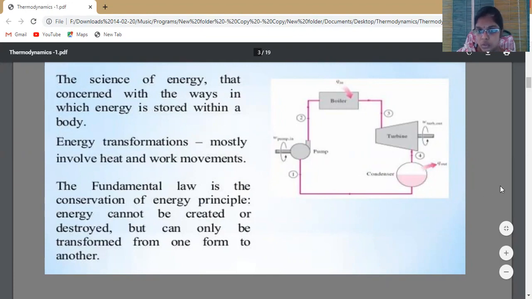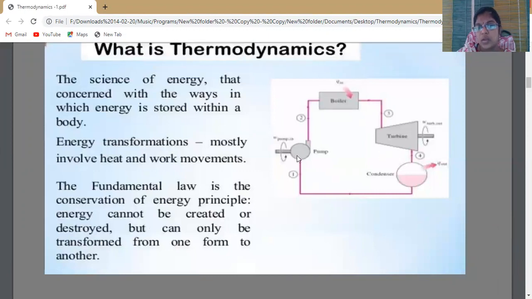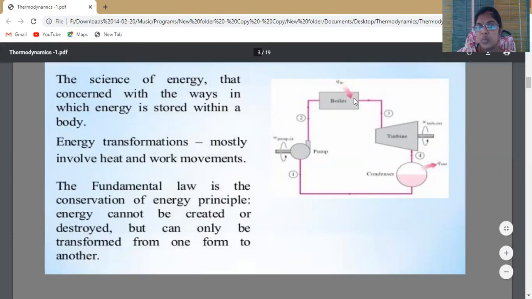Here, I can show how energy can transform from one form to another form. Water is pumped to the boiler. In the boiler, the water is heated and changes phase. Water is converted into vapor, and this vapor is moved on to the turbine. The turbine rotates the shaft. So the shaft is rotating here.